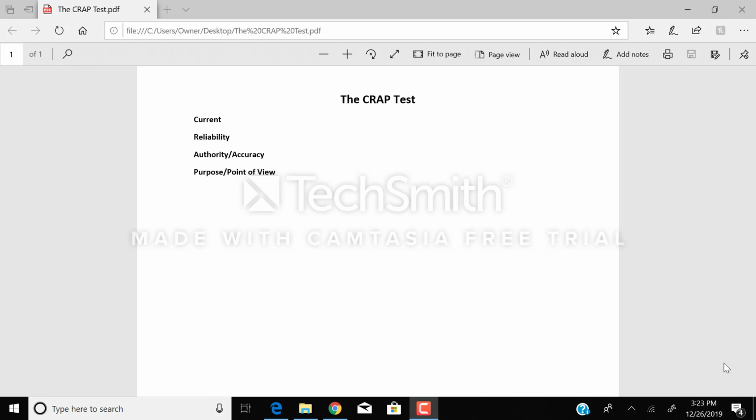Accuracy. Is there information there about the author? What is their authority? Do they work for an organization that is known as an authority? Is the website of the organization known to be authoritative? Okay. Are there obvious errors or typos?